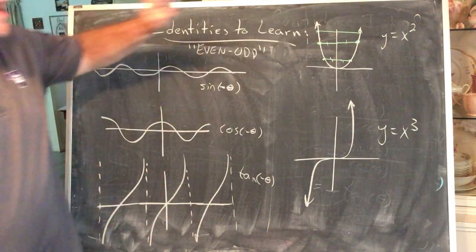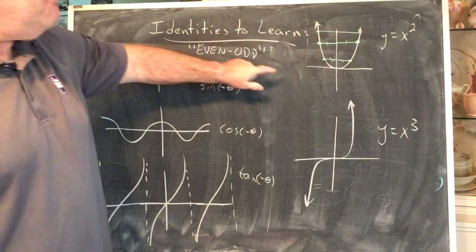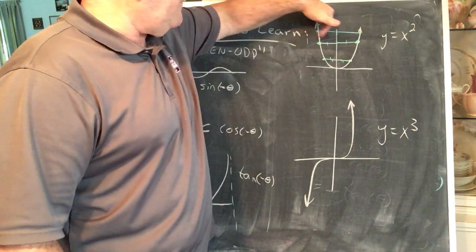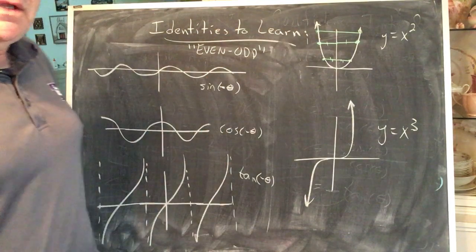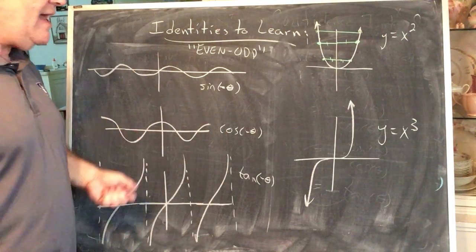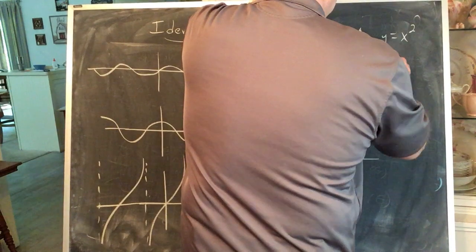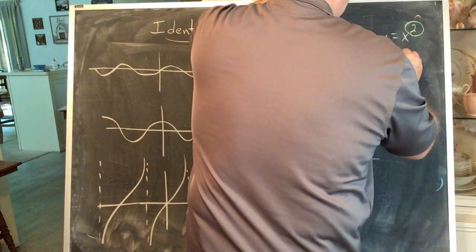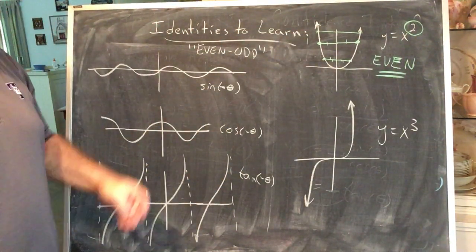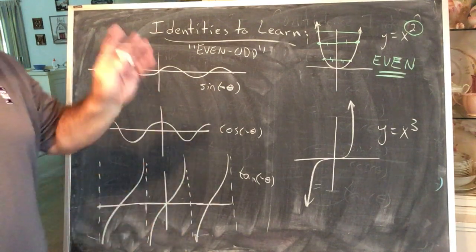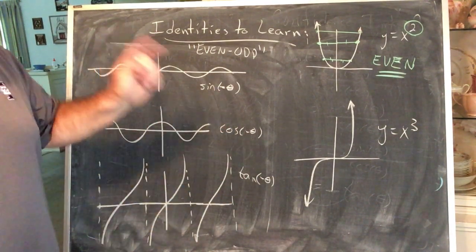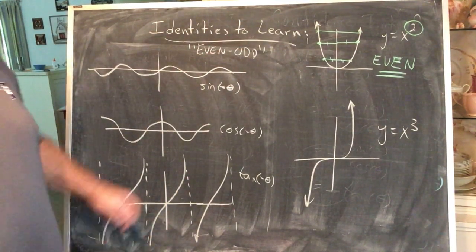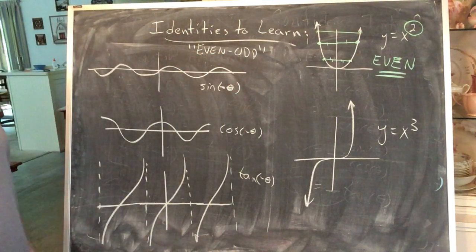But the point is this. Any function that has this property behaves in that manner. It behaves like the x squared function. Any function that is the reflection of itself across the y-axis is called an even function. It's just a terminology that we inherit from the fact that this is x squared. It turns out x to the fourth has this property. x to the sixth has this property. x raised to any even integer power has this property. And so any function that has that property is called an even function.